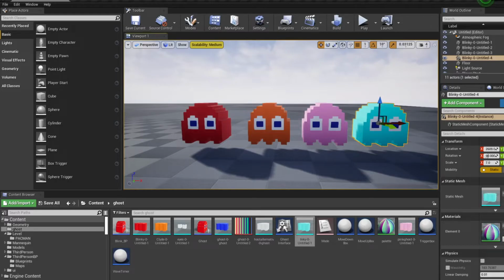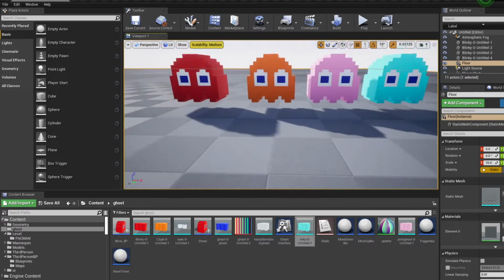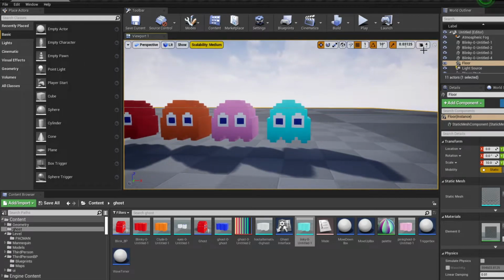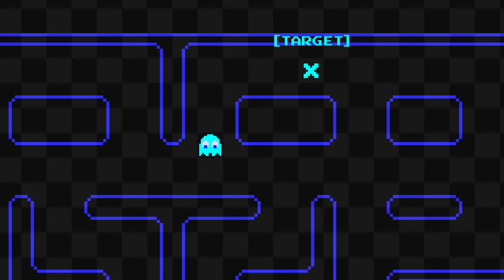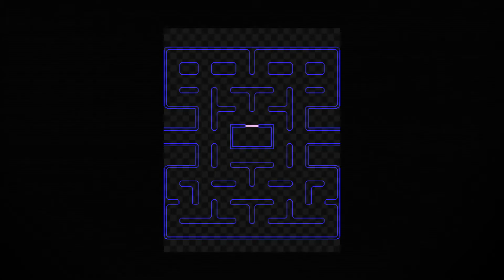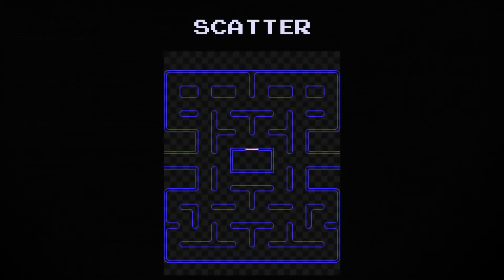Now that we had all the ghost models, it was time to program them. In Pac-Man, the ghost AI would have four different modes that they could be in. The first mode that they could be in was scatter mode. In this mode, the ghost would pick a point on the map and just move around it. In the original game, each ghost would try and target a specific point on the map when they were in this mode. Blinky would target the top right of the map, Pinky would target the top left of the map, Inky would target the bottom right of the map, and Clyde would target the bottom left of the map.